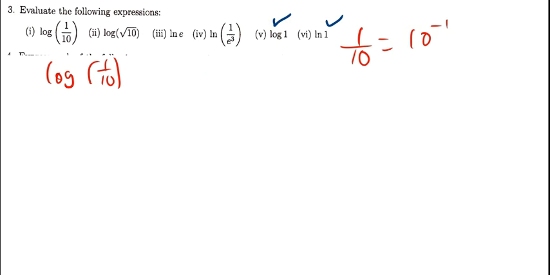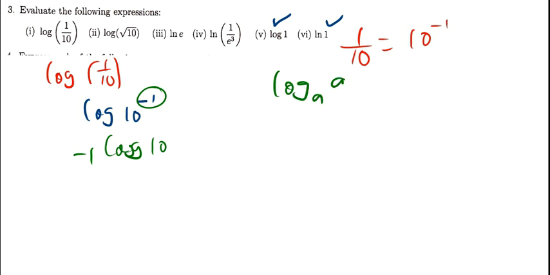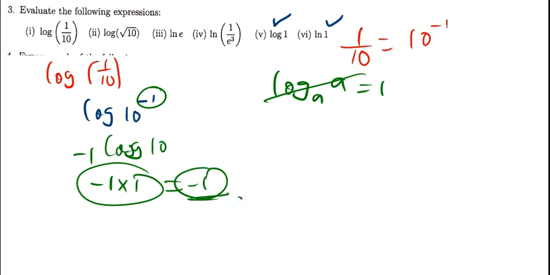Then if I go to this one, I know that it's going to be log of 10 raised to the power negative 1. The property of log allows me to shift the power to be in front. So it will be negative 1 log 10. So it is log 10 base 10. If you have got log of a base a, it is basically 1. So log of base itself is 1. So the correct answer is going to be negative 1 times 1, which is just negative 1.